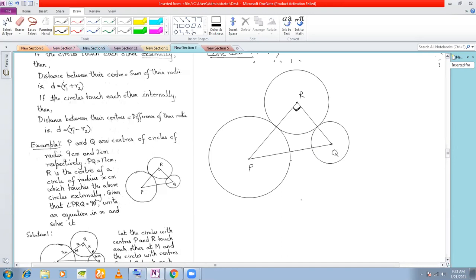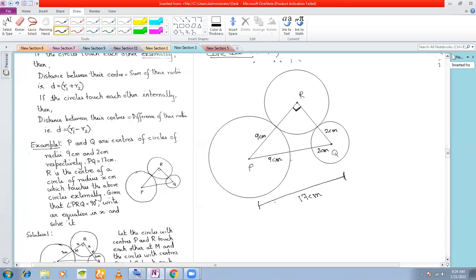Now let us read the statement. P and Q are centers of the circles of radii 9 centimeter and 2 centimeter. So P and Q are centers, and this radius is 9 centimeter, and this radius is 2 centimeters. So this length is 9 centimeter, this length is also 9 centimeters, and this length is also 2 centimeters. Next is PQ is equal to 17 centimeters. That means this length here, PQ, is given to be 17 centimeters.